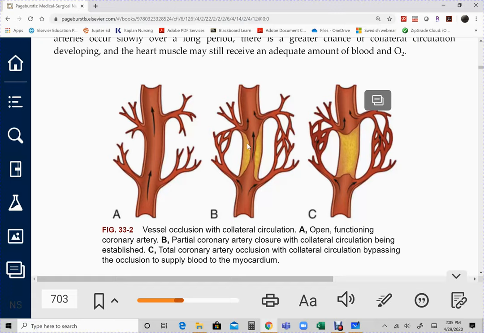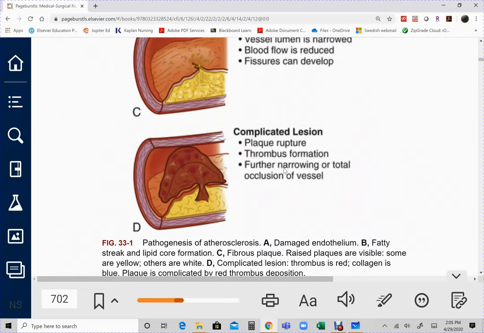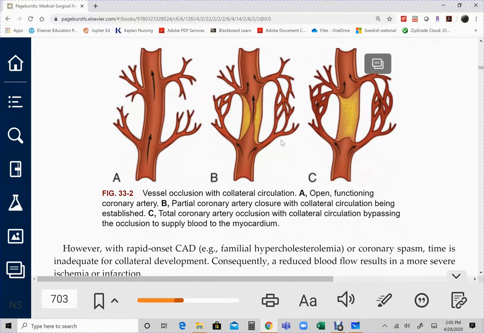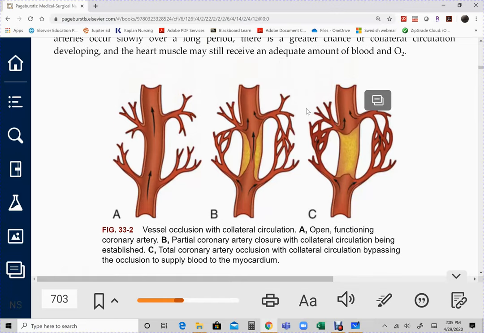However, this will only happen in a chronic condition. In acute conditions that we illustrated earlier, of course, collateral circulation does not grow overnight. For collateral circulation to grow, we're talking months to years of development. So this is just evidence of compensation. Just like what you learned in COPD, for instance, COPD patients typically present with polycythemia or increased red blood cells. So it's the same compensatory response.